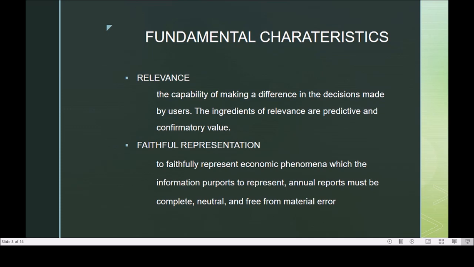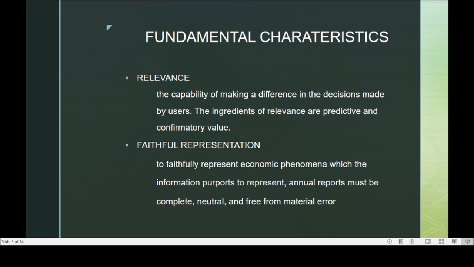A financial information will be relevant if it has the capability of making a difference in decisions made by users. Meaning, because there are a lot of users of financial information, it will provide different decisions based on the information provided by the financial statements. The ingredients of relevance are the predictive value and the confirmatory value.